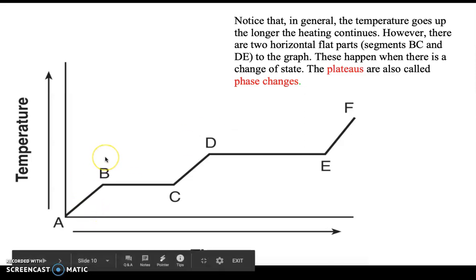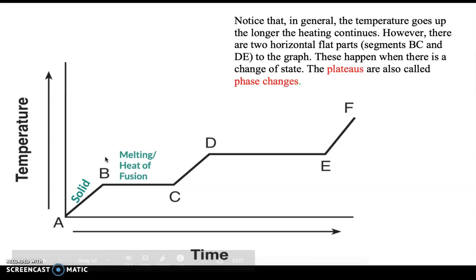So from A to B, that's going to be our solid. So we have our ice. Now going from B to C, that's going to be our melting. So we have our ice and liquid in that B to C component. That's where the melting happens. And another term for melting or this segment could be heat of fusion. So just make sure you understand the terminology for that.